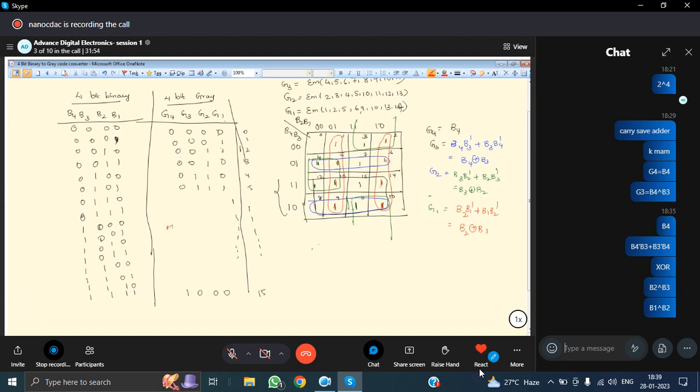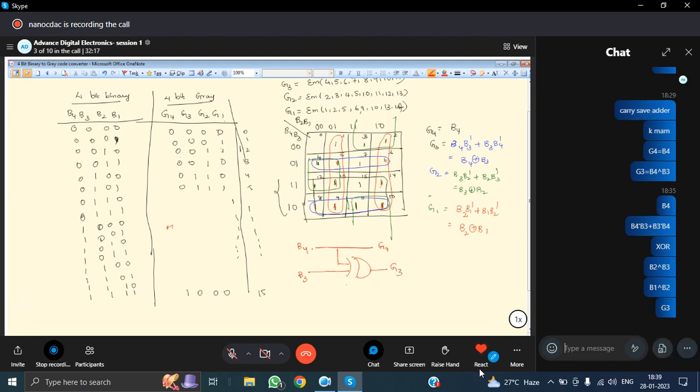How do you draw the circuit? B4 inputs are binary values. B4 is equal to G4. Okay, so B4, what is this? B3 is equal to what? B4 XOR B3 is equal to what? G3. So similarly one more XOR gate.